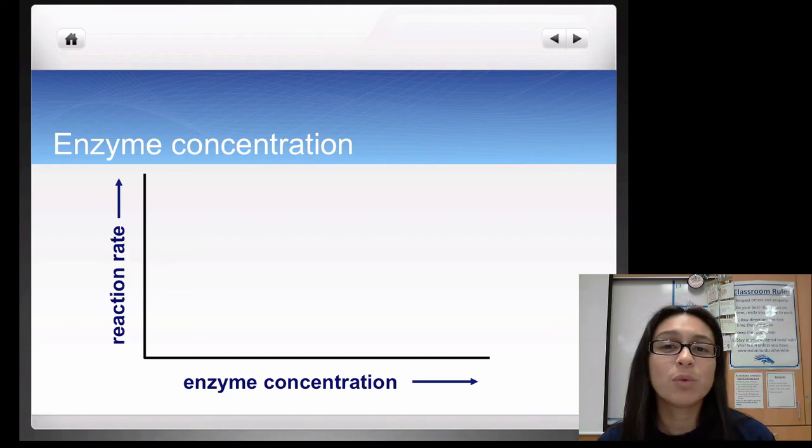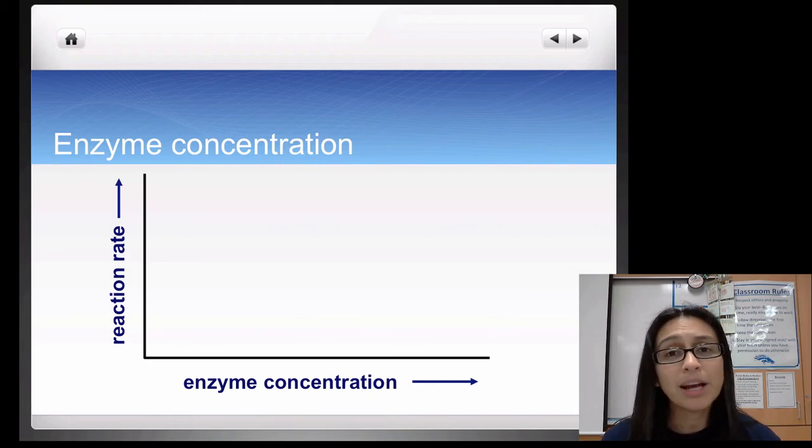Hey Mustangs, in this video we're going to be taking a look at what affects reaction rates for chemical reactions that involve enzymes. Now before we start, we need to make sure that you understand what we mean by reaction rate. When we talk about reaction rate, we're talking about how quickly we are changing substrates into products. So how quickly is that happening?